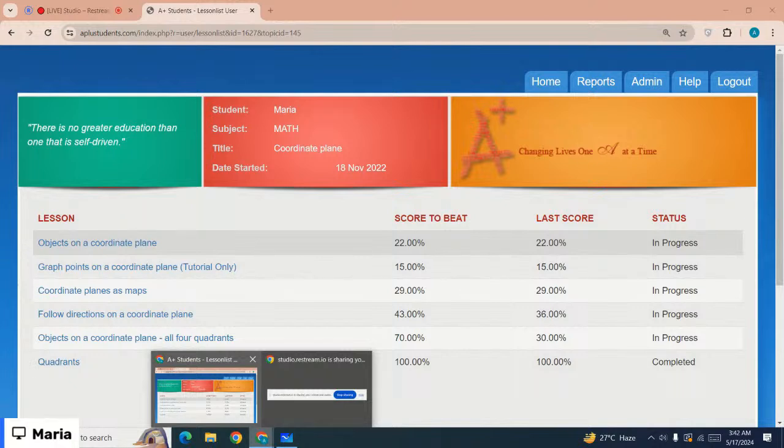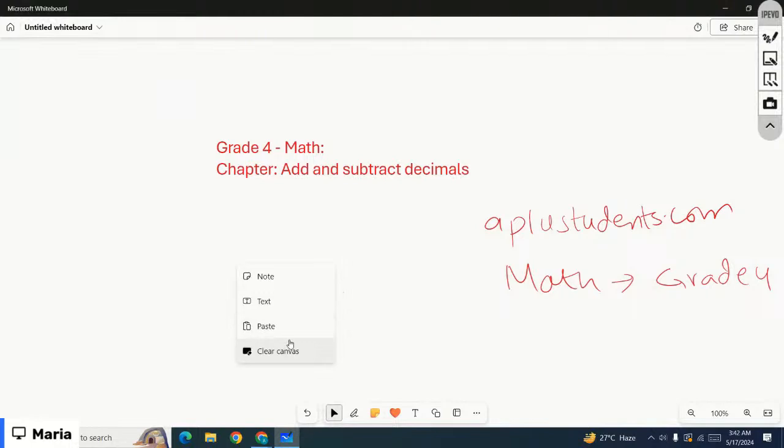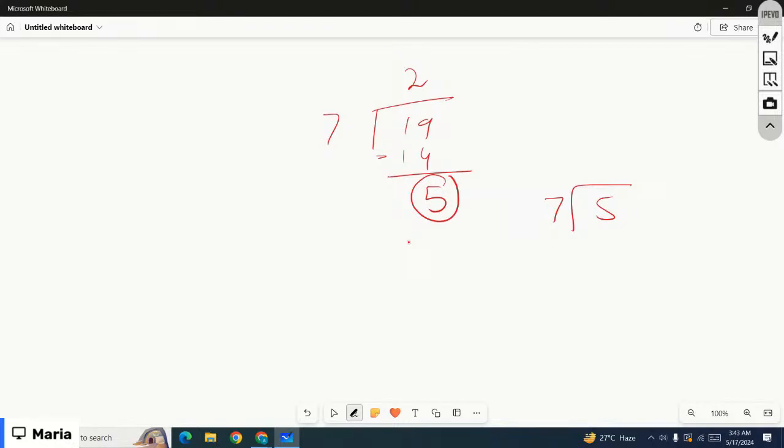Okay, remainder to fraction. For example, you have to divide 19 by 7, right? So 7 times 2 is 14, right? 19 take away 14 is 5. You have to write down this remainder in fractional form, right? That means you have to divide 5 by 7. So you can write it as 2 whole.